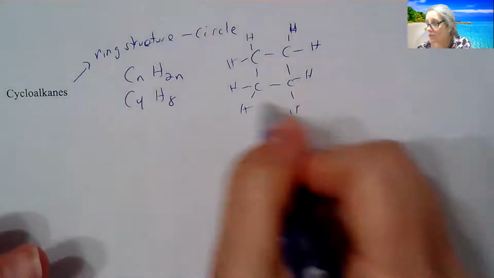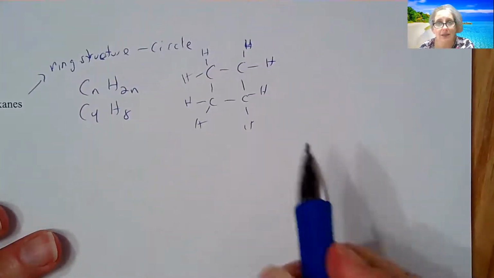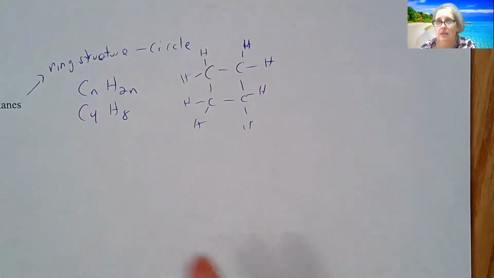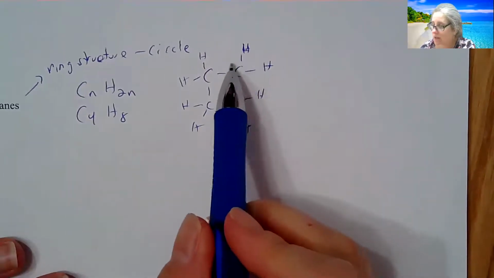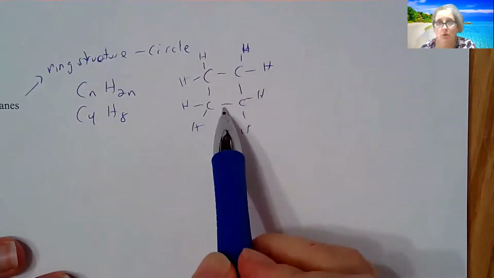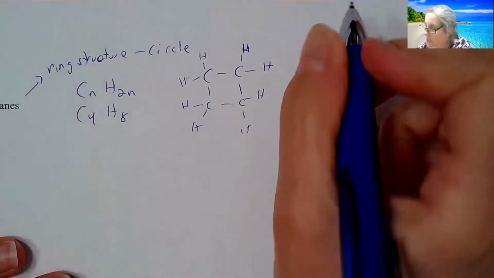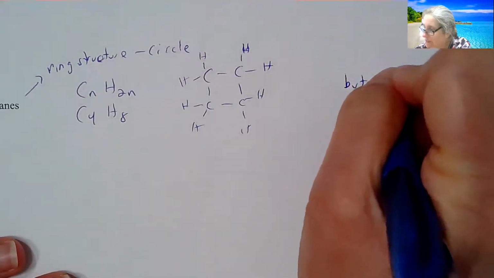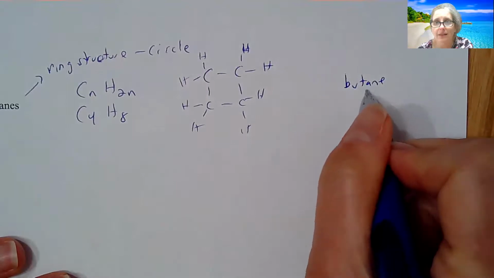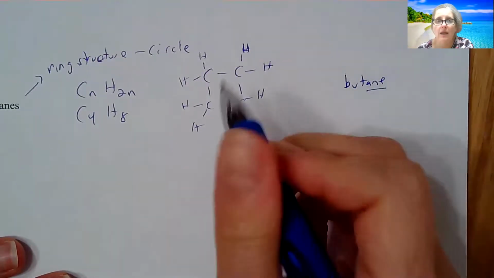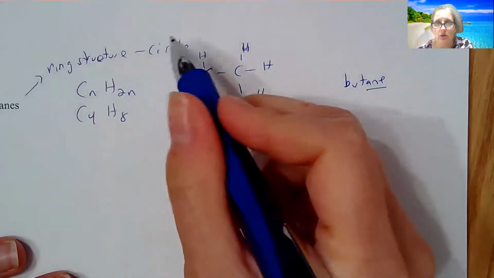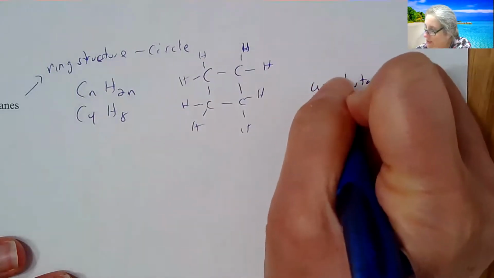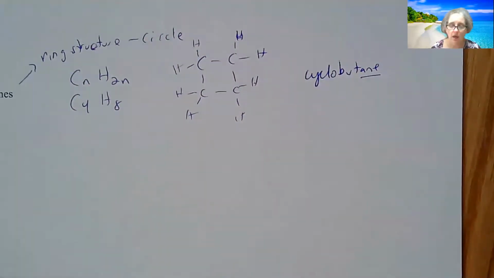And because it's in a circle, it's going to have a different naming system. Now the good news, it's the same number prefix. So this is still going to be but- because there are 4. So this is going to end in butane because it is all single bonded, so it's going to end in A-N-E. But I have to tell everybody it's a ring structure. It's a circle. So we're going to call it a cyclobutane, so I know that it's in a ring.